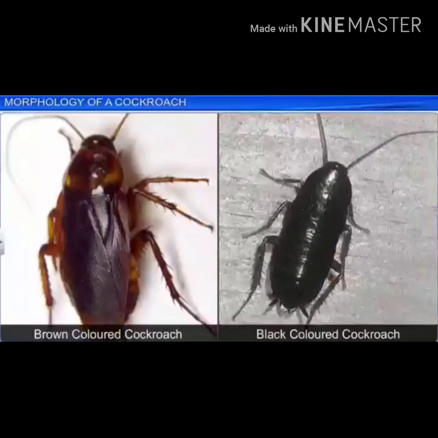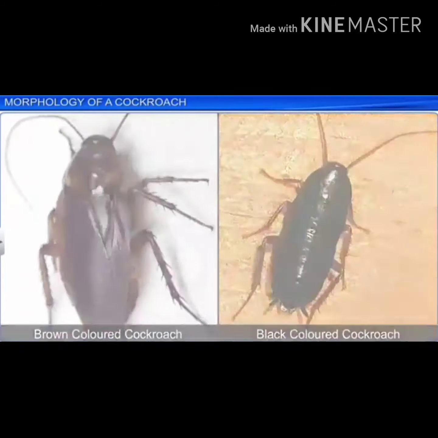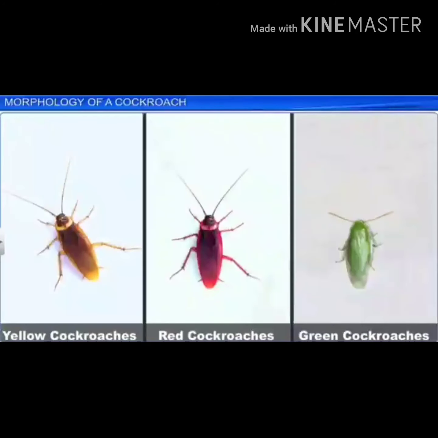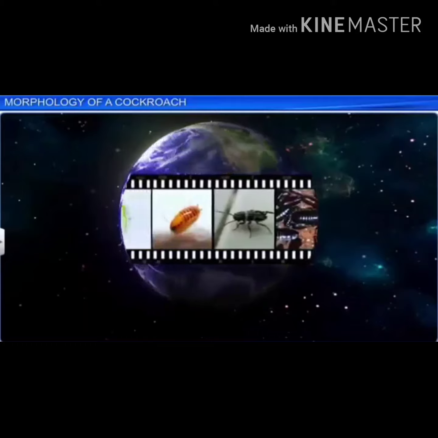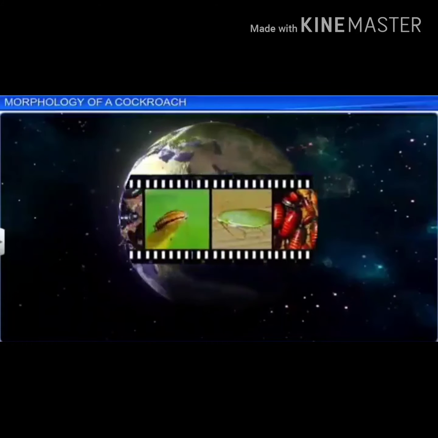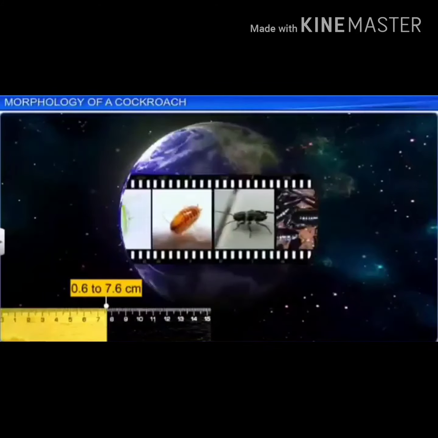Cockroaches are usually brown or black. However, in the tropics, you may also find bright yellow, red, and green cockroaches. There are about 4,000 species of cockroaches, and their lengths range between 0.6 and 7.6 centimeters.